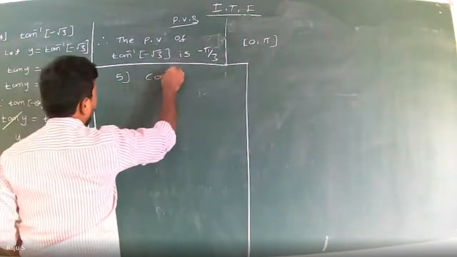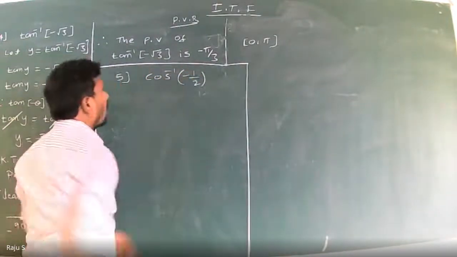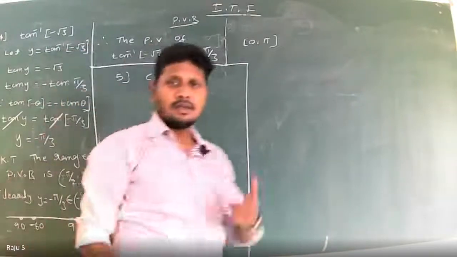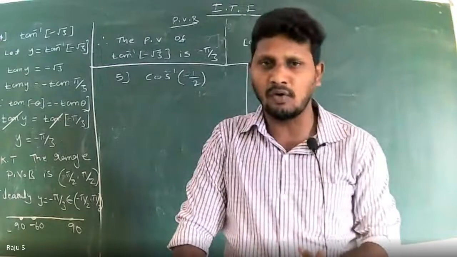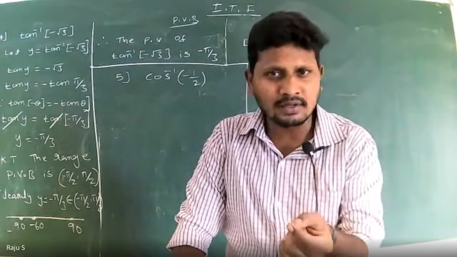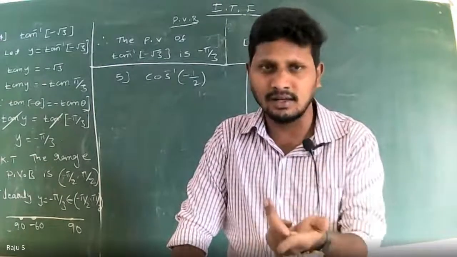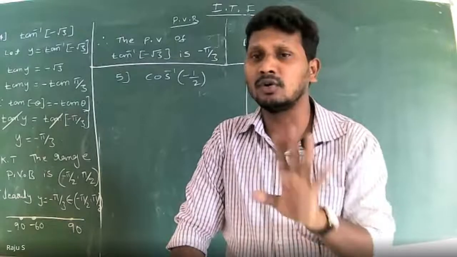the question is cos inverse of minus 1 by 2. So cos can be negative in the second quadrant. The answer should belong to the second quadrant. Nothing but, what about the answer? It must be more than 90 degrees. The answer must be more than 90 degrees.